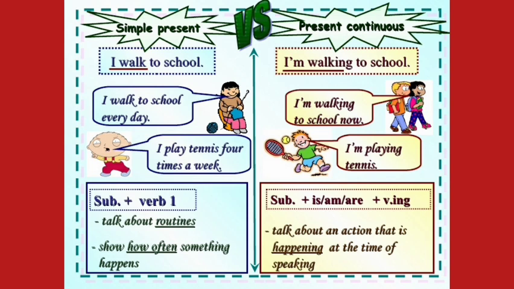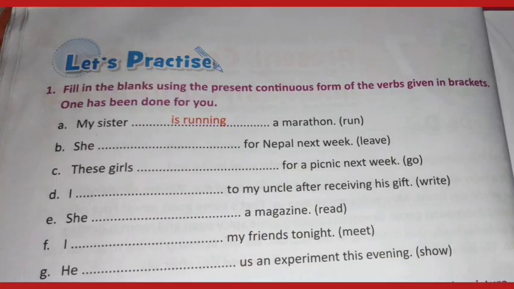And present continuous: I am walking to school now. I am playing tennis. So we use present continuous tense to talk about actions that are happening at the time of speaking. So subject plus am, is, are. Then you have to add ing with the present form of the main verb.